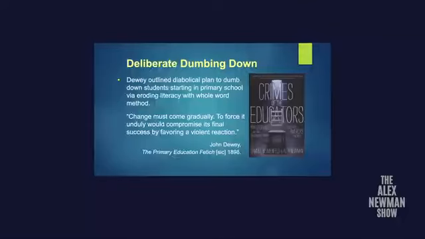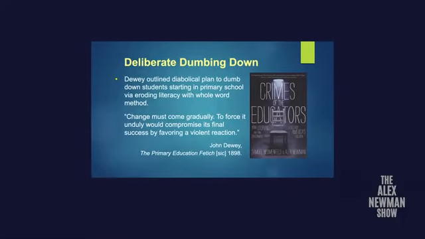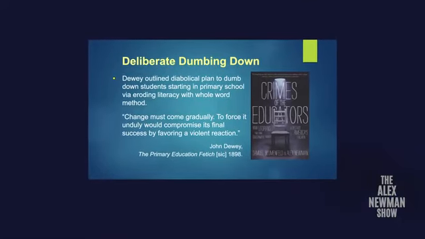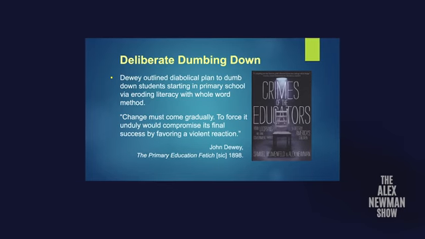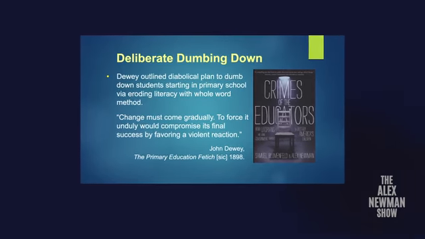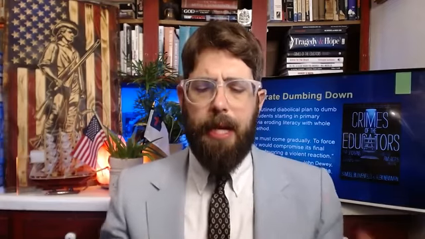He revealed something very, very profound. He said this, and I'm quoting, "Change must come gradually. To force it unduly would compromise its final success by favoring a violent reaction." This is really profound, folks. He understood, and if you read the essays, we don't need to teach these little kids how to read, write, and do math. What we really need to teach them is to be good little collectivists, to understand that they're part of the community. The other stuff will just come naturally later. He understood that dumbing down the children would be a good idea.